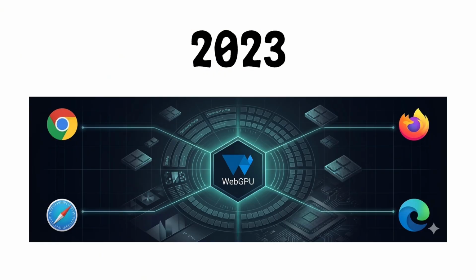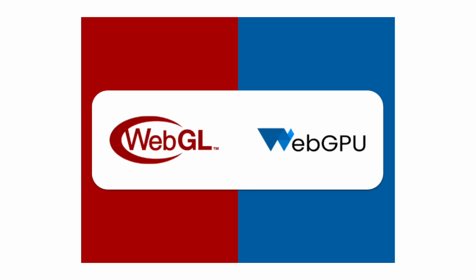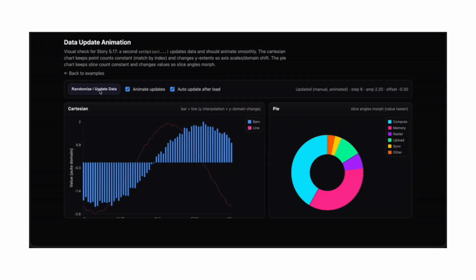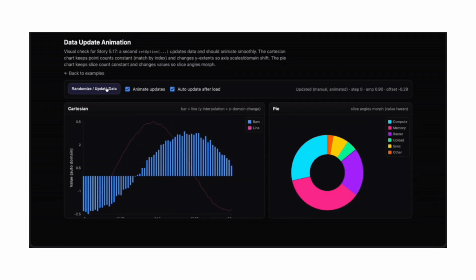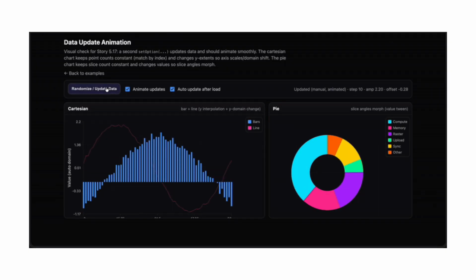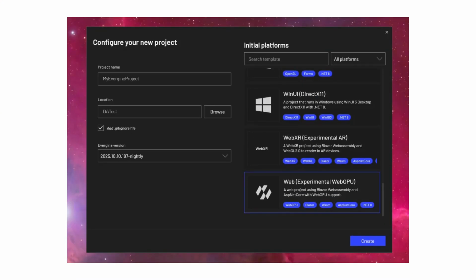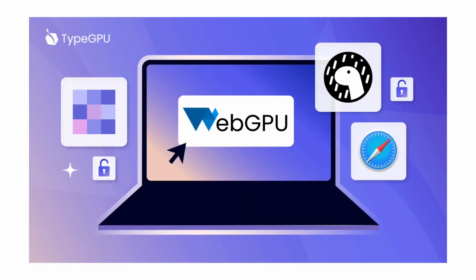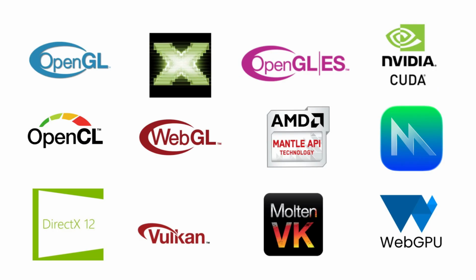WebGPU, released in 2023. WebGPU is the next generation of web graphics, built to replace WebGL. Unlike WebGL, which is based on older OpenGL ES technology, WebGPU is built around modern APIs like DirectX 12, Metal, and Vulkan, giving websites better performance and access to advanced GPU features. Browsers like Google Chrome, Microsoft Edge, and Firefox have been adding support, making WebGPU one of the web's biggest graphics upgrades in years. And that's every major graphics API.